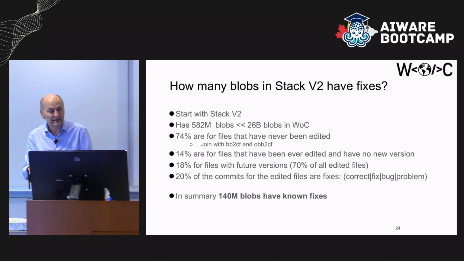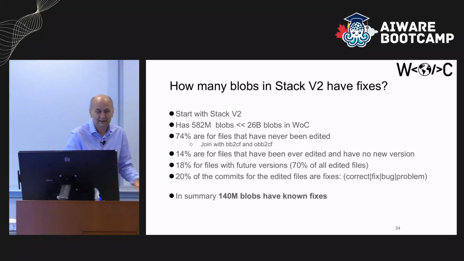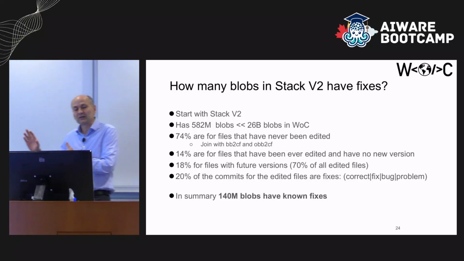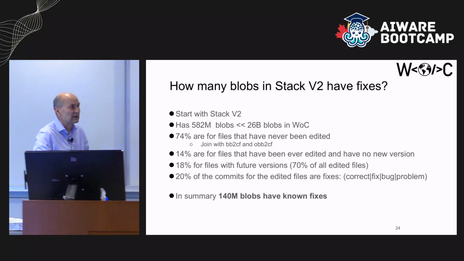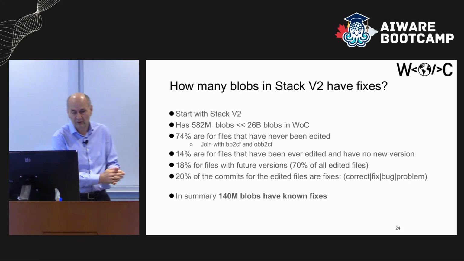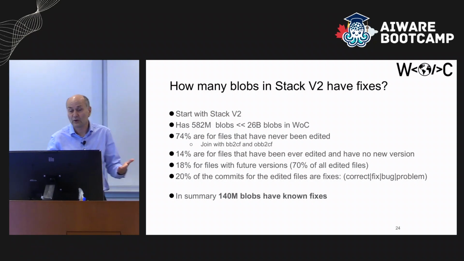So I could run this. I have this list. Once I have time, I could basically submit a commit to Stack v2 and say, hey, could you please go and fix these files, because they have been fixed and you have a bad version of it. So in summary, 140 million blobs have known fixes that are not applied, right?